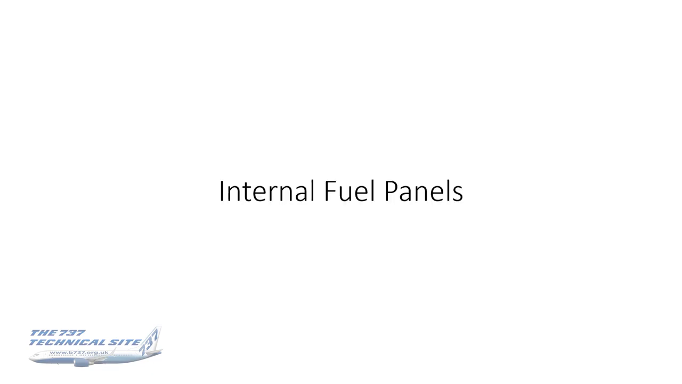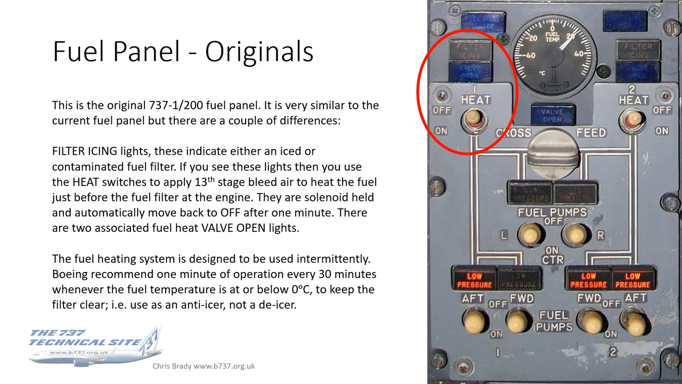All right, on with internal fuel panels. So a little bit of history, so you can see the derivation of the fuel panel. This is what it looked like on the original aircraft, the 1 and 200 series. It's actually very similar to the current fuel panel on the MAX today, but there are some differences, and those are all in that area I've shown in the red circle, and obviously again on the number 2 side as well.